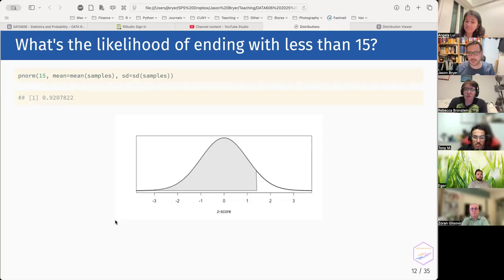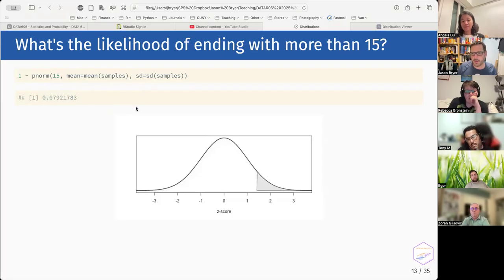So, what's the likelihood of ending less than 15? Well, I could call this p-norm function with 15, and in this case I have to give it a mean. So p-norm by default is going to do the standard normal. So I could just say, well, 92% of the time I'm going to have 15 or less. Now, p-norm is always going to return the area to the left. So if I want to know the likelihood of having more than 15, I could just say 1 minus, because as I said, the area under the whole curve is 1. So if we get the area to the left, the area to the right is 1 minus the area to the left. And that's what we get.